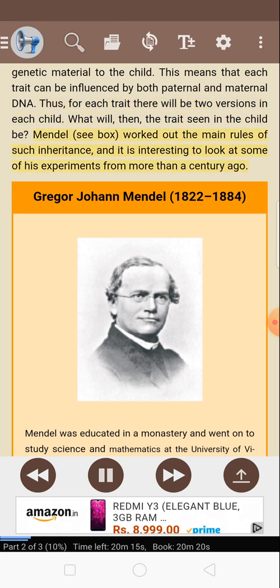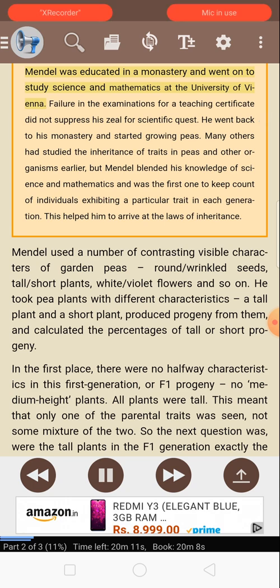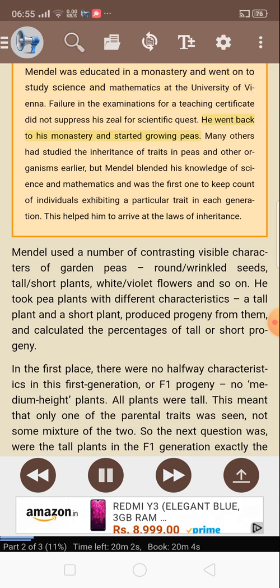Mendel worked out the main rules of such inheritance, and it is interesting to look at some of his experiments from more than a century ago. Gregor Johann Mendel, 1822-1884. Mendel was educated in a monastery and went on to study science and mathematics at the University of Vienna. Failure in the examinations for a teaching certificate did not suppress his zeal for scientific quest. He went back to his monastery and started growing peas.